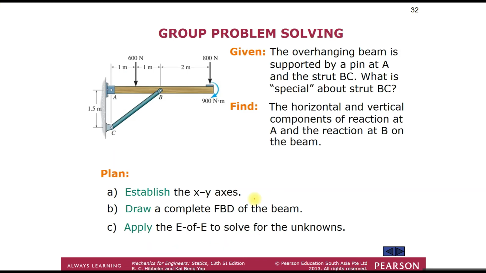So in this problem, we have an overhanging beam supported by a pin at A and the strap BC. So what is special about the strap BC here? We have to find the horizontal and vertical components of reaction at A and the reaction at B on the beam. First we need to establish the x and y axes and draw a complete free body diagram of the beam. Lastly, we have to apply the equations of equilibrium to solve for the unknowns.